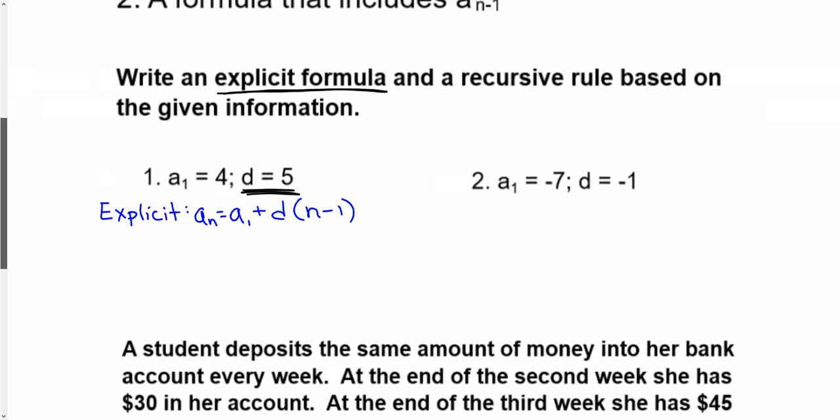So I know the answer for A1 is 4. So 4 plus the difference, 5, times n minus 1. If I simplify this, this ends up saying 4 plus 5n minus 5. And then I combine like terms. So I have negative 1 plus 5n equals a sub n. That's my explicit formula.